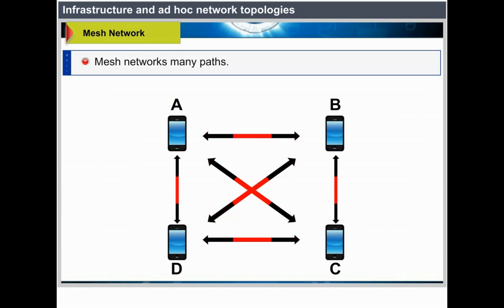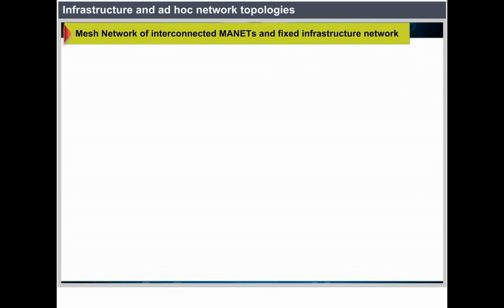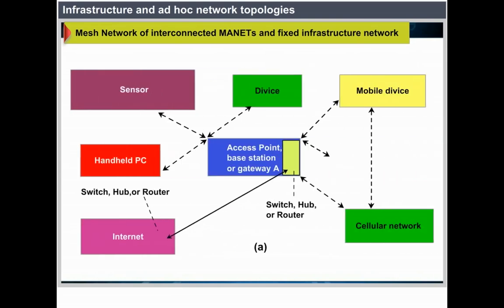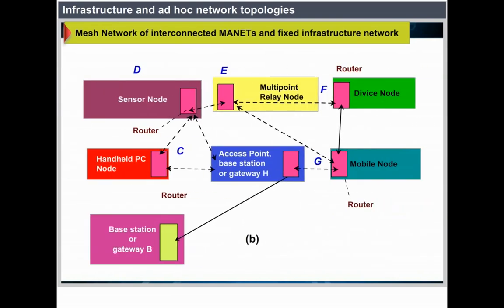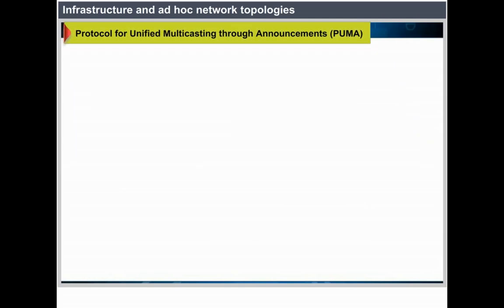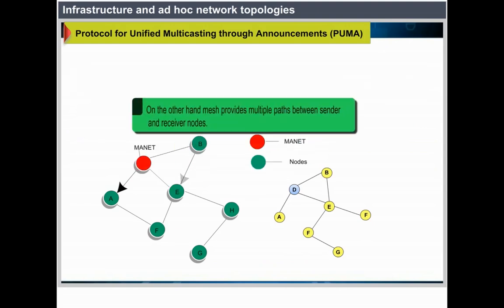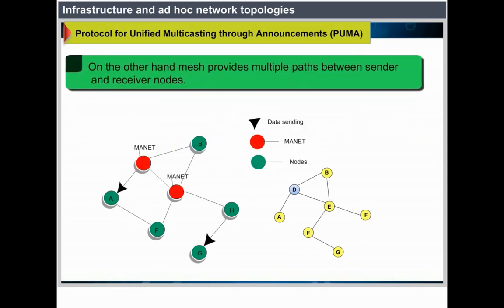Mesh networks, many paths. Mesh network of interconnected MANETs and fixed infrastructure network. Protocol for Unified Multicasting through Announcements, PUMA. A protocol that builds a mesh that connects MANET nodes with each other. The mesh provides multiple paths between sender and receiver nodes.